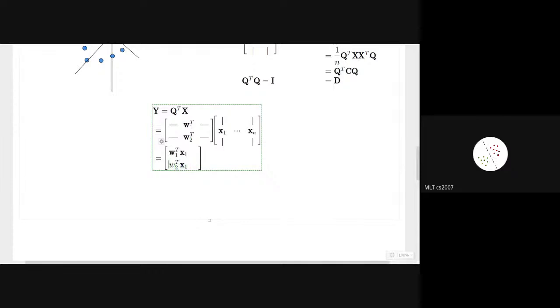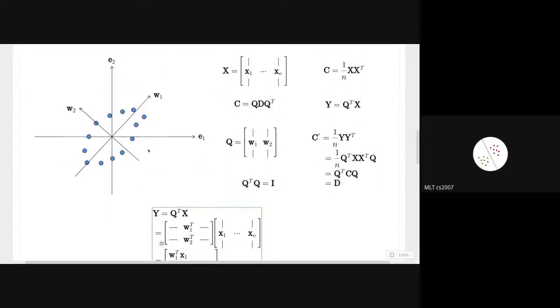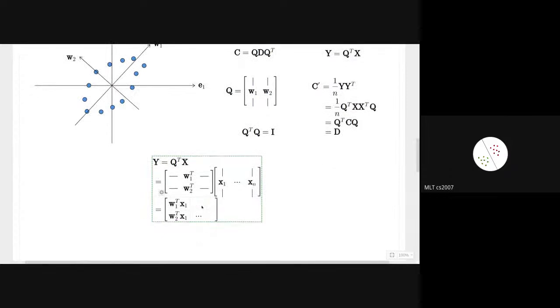And then I just continue this, dot, dot, dot. So this is a 2 cross N matrix. Remember, X is a 2 cross N matrix, because X is lying in two dimensional space. Now, Y is also a 2 cross N matrix. So what will be the last column of Y? W1 transpose Xn and W2 transpose Xn. That will be the last column. So now can you tell me what the columns of Y are?